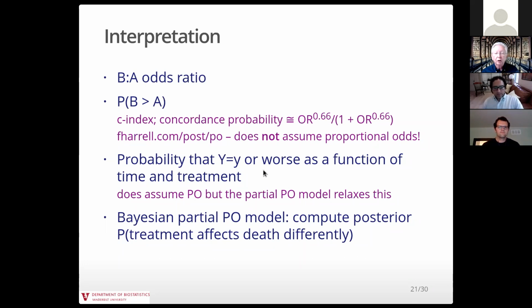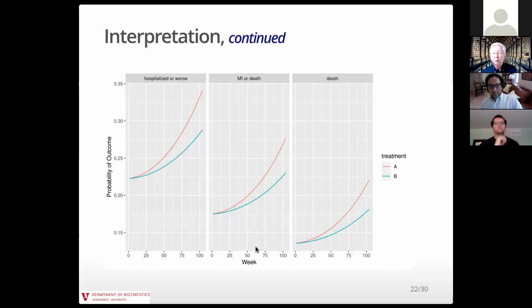You can also calculate the probability that the patient will have outcome level little y or worse as a function of time or treatment. And you can compute this probability to test whether death is affected differently than the non-fatal endpoints, or other hypotheses. So this is the way we would favor presenting this, and clinical input is really needed here, but I think it's very, very intuitive. So we have week going across, and then we have the probability of the outcome. So what's the probability of being in a certain state on a given week and a given treatment?